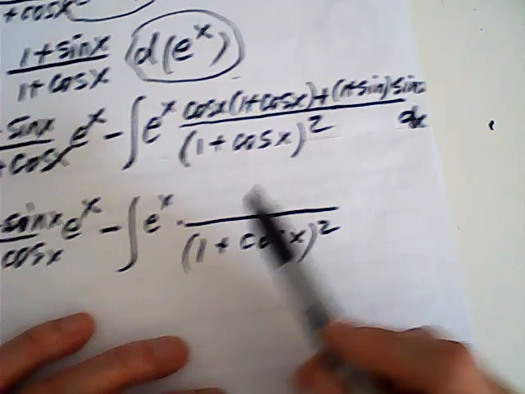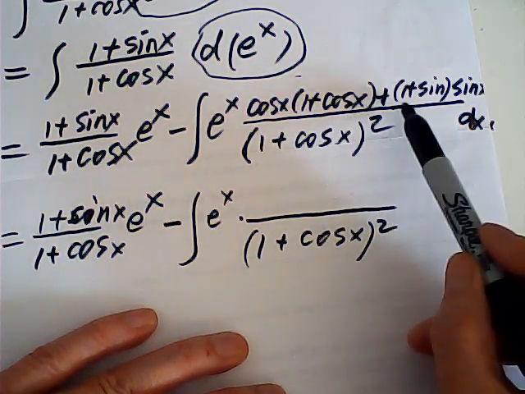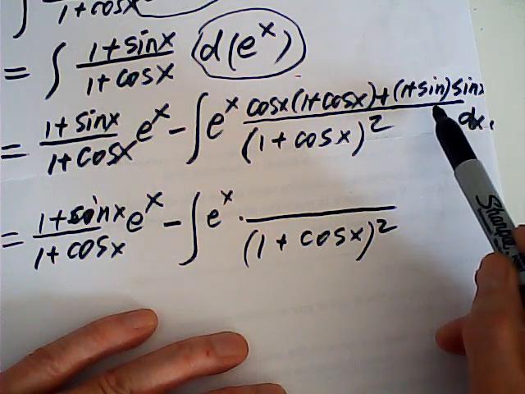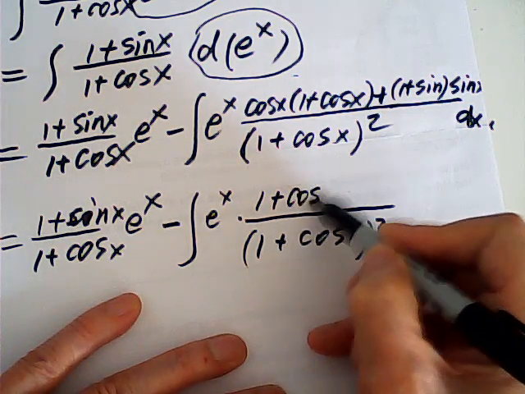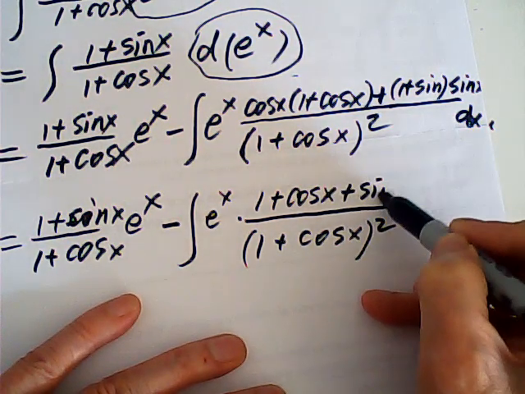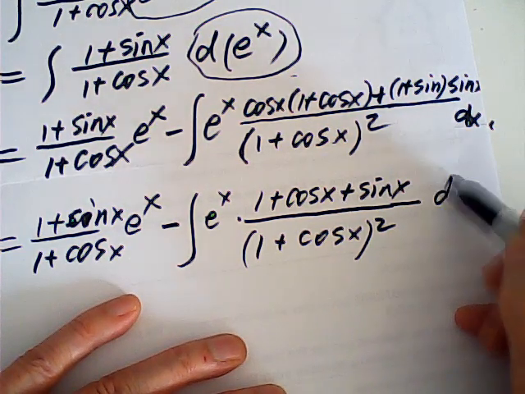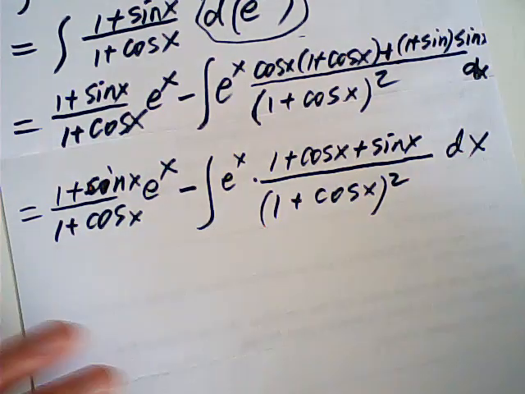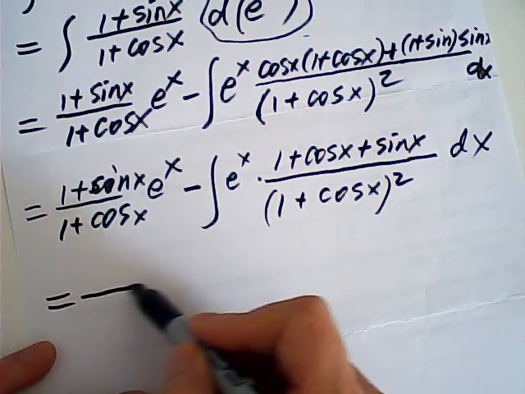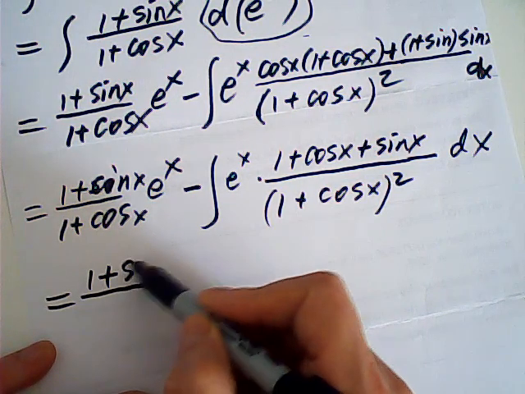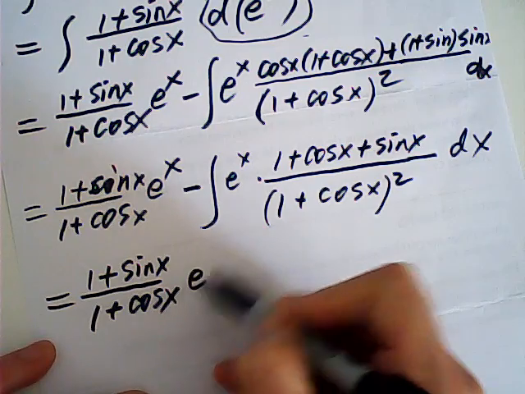Now, cosine x plus cosine square x. This is sine x plus sine square x. So it's equal to 1 plus cosine x plus sine x, right? And then dx. Well, just simple algebra. Then this is equal to (1 plus sine x)(1 plus cosine x) e to the x.